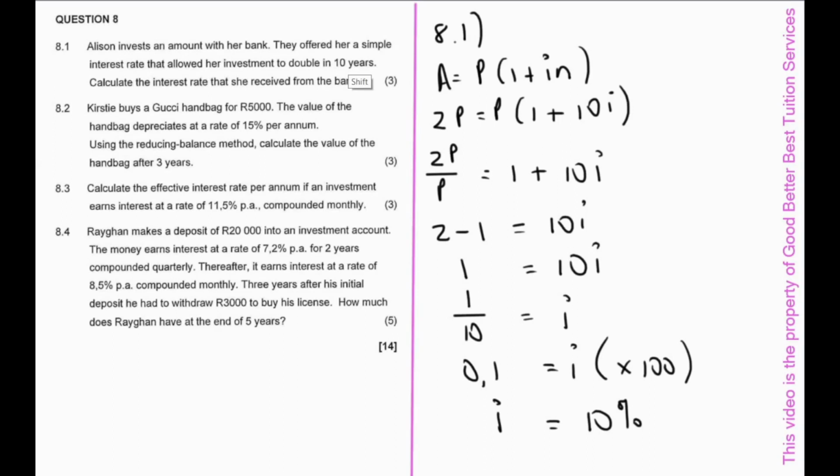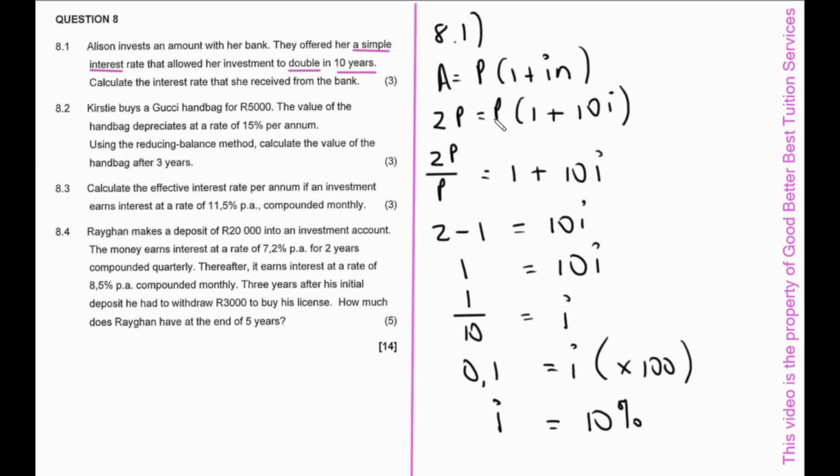Let's look at question 1. You see that they say that it's simple interest. So we know that we need to use the simple interest formula here. And it says double in 10 years. So what are we going to do? We are going to say A is equal to P(1 + in). We don't know P, our principal amount, and we don't know what our final amount is. But what we do know is that our final amount is going to be double our principal amount in 10 years' time.